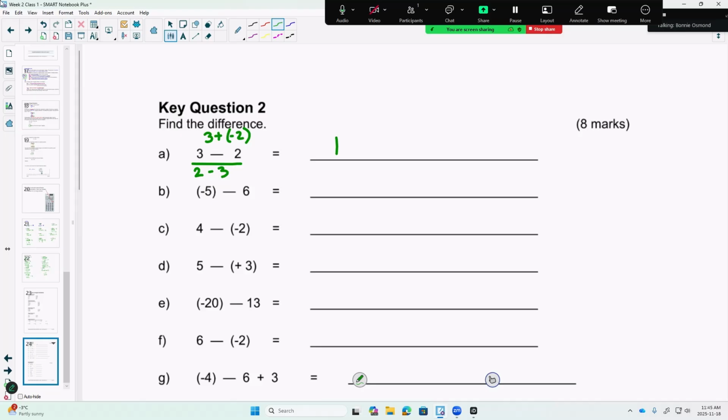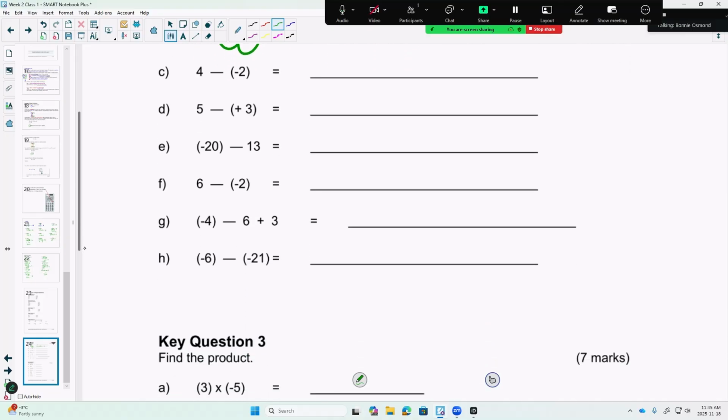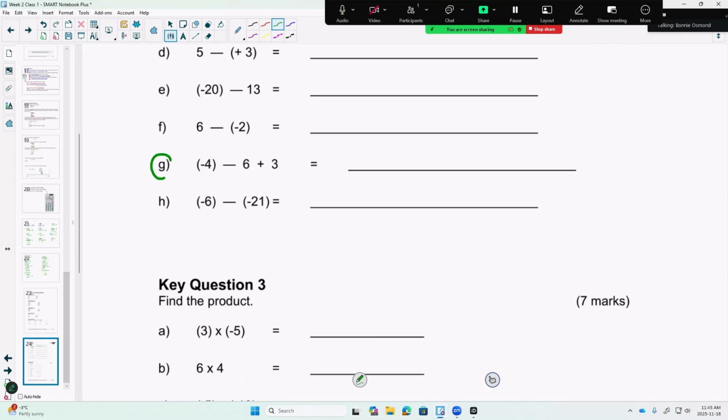So in B, we've got negative 5 minus 6. So in B, you want to make your changes. So negative 5, change subtraction to addition, change that 6 to its opposite, which is negative 6. Now you're adding two negative numbers, so your answer is going to be a smaller negative number. So both negative, 5 plus 6, 11. Okay, take your time. Now I'm just going to scroll down here to G.